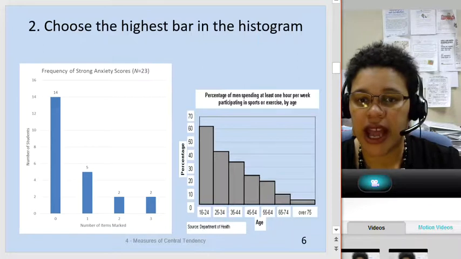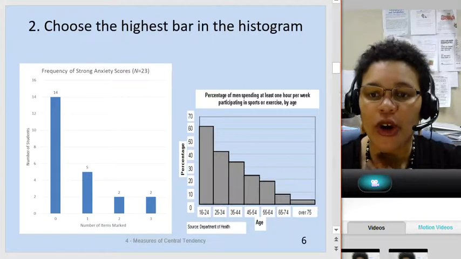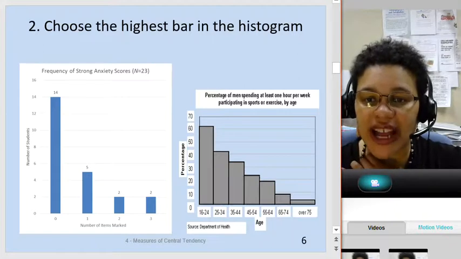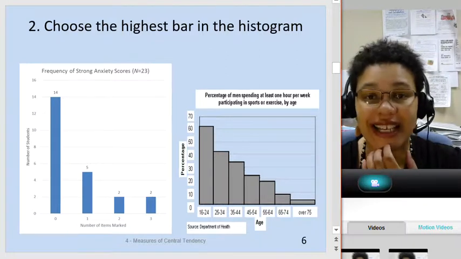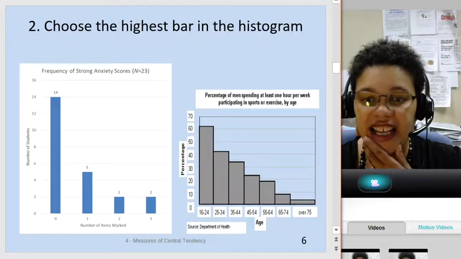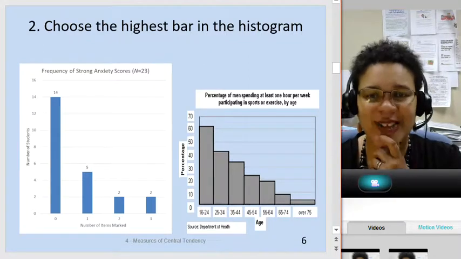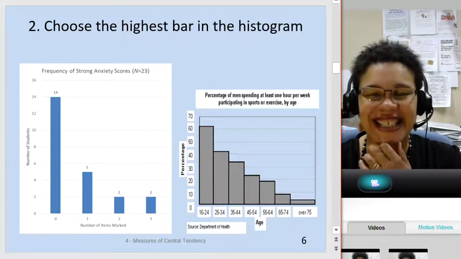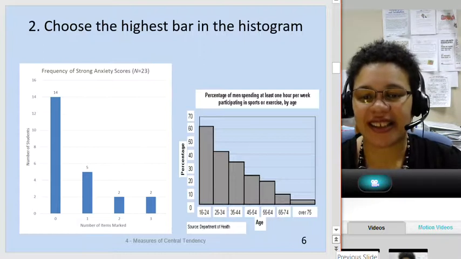And here we have the percentage of men spending at least 1 hour per week participating in sports or exercise by age. Okay, and we see the one with the highest percentage is 16 to 24-year-olds. Probably not a surprise that high schoolers and college students, young adults, are spending at least an hour per week in sports or exercise, whereas others maybe don't have as much free time.